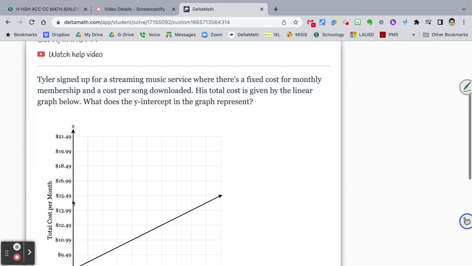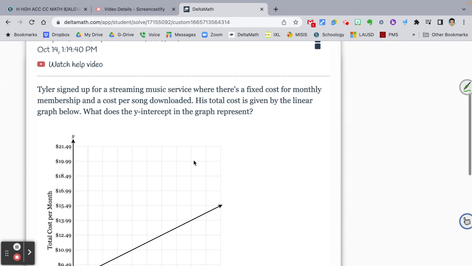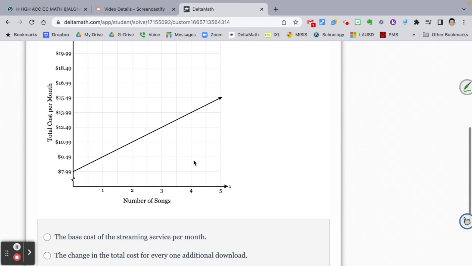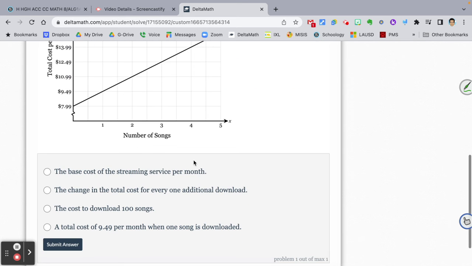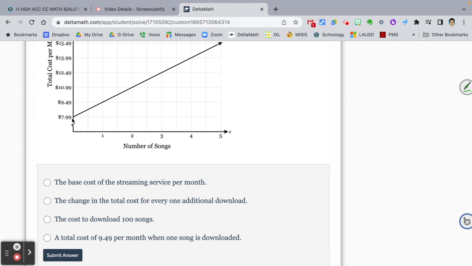Let's go back to what they said about the streaming service. How does the streaming service work? What are you paying? Yeah, like a fixed monthly membership. So you got to pay that. And then what else? The cost per song. Yeah, the cost per song. So which of those seems reasonable? The monthly membership cost or the cost per song for the $7.99?